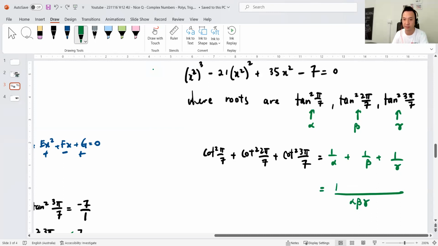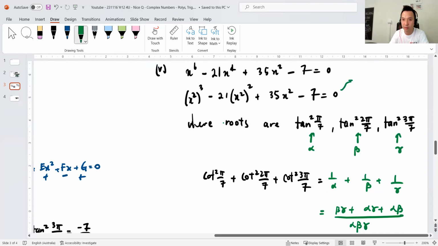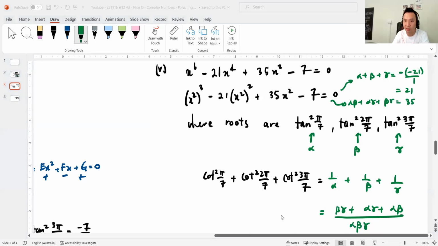Sorry, I'll do it in the actual order. So I just get those two from upstairs. Go back upstairs here. The sum of the roots is equal to minus b on a, so it'd be minus negative 21 on 1. That's 21, right? And I know that alpha beta plus alpha gamma plus beta gamma is equal to c on a, that's 35. So then sub that in as your answer.